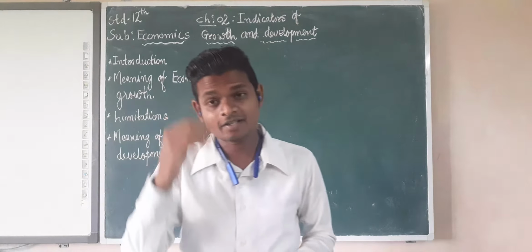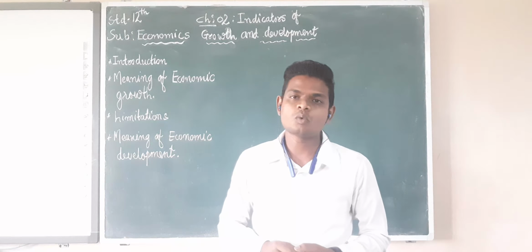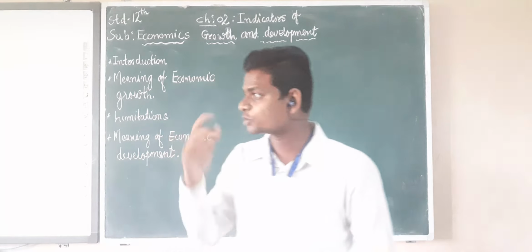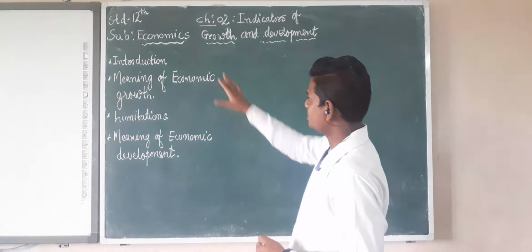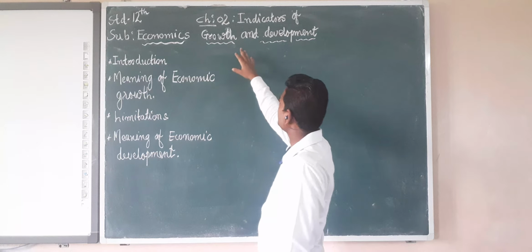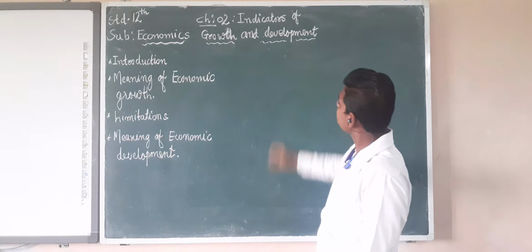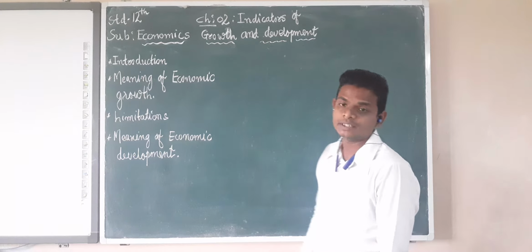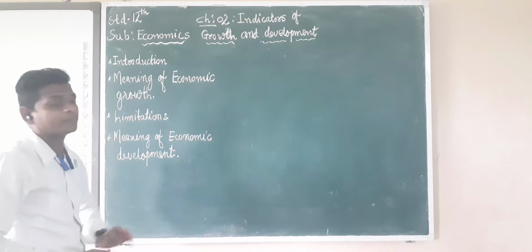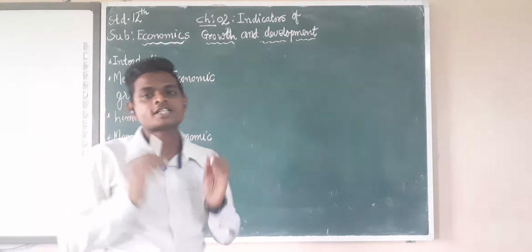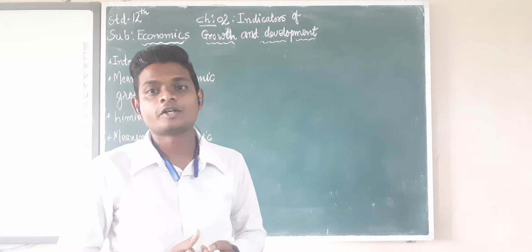During our study, we have completed chapter number 1, and today onwards we are going to start in the subject economics, chapter number 2, indicators of growth and development. First, the name of this chapter, you have to understand what it means to indicate.